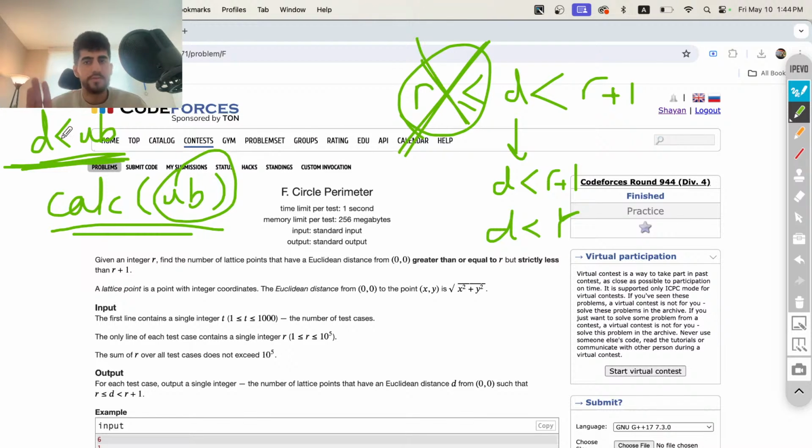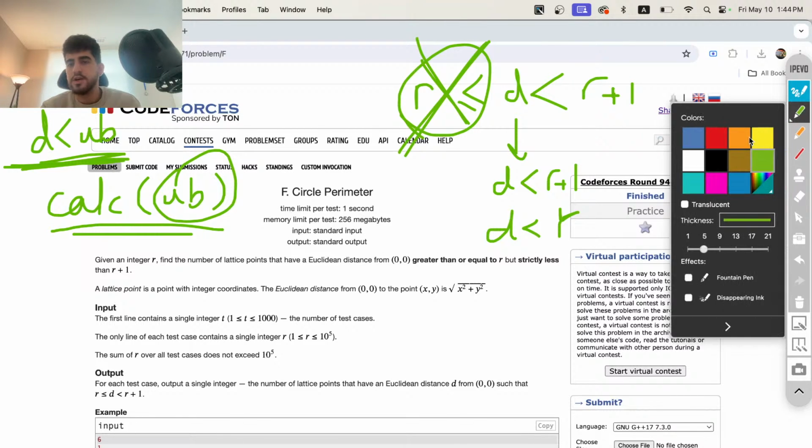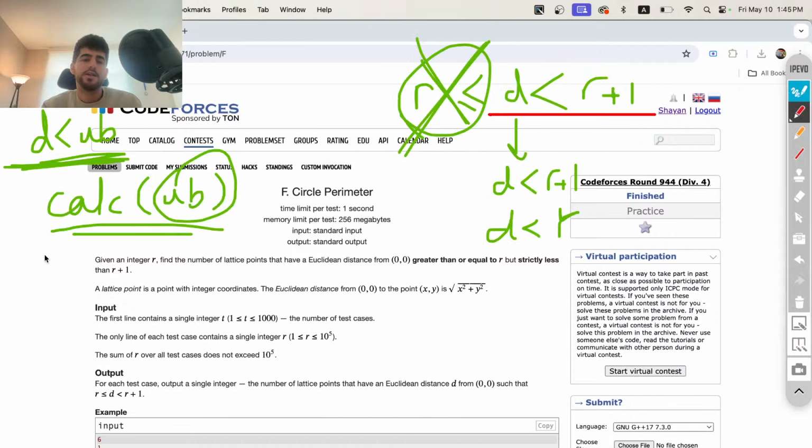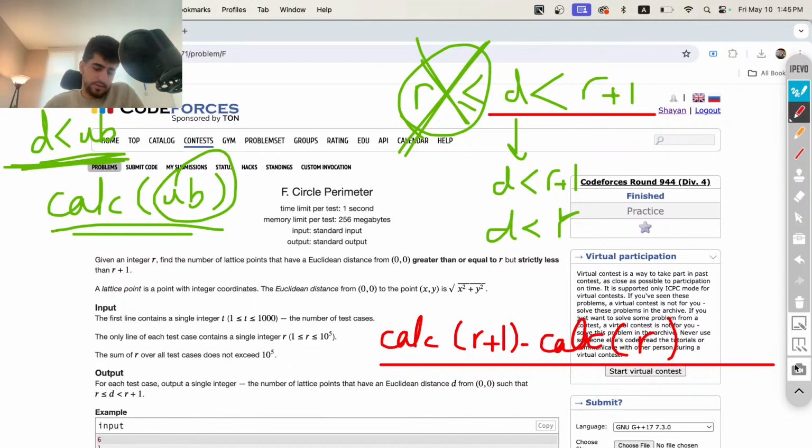If we can only solve the problem for the upper bound parts, then we can call this function twice, and the answer is going to be calc of r plus 1 minus calc of r. So this way we make the problem a bit simpler at the beginning. We just care about the upper bound, and we just say that we have calc of r plus 1 minus calc of r. Okay. So this is the first thing that comes to my mind when I read this problem.